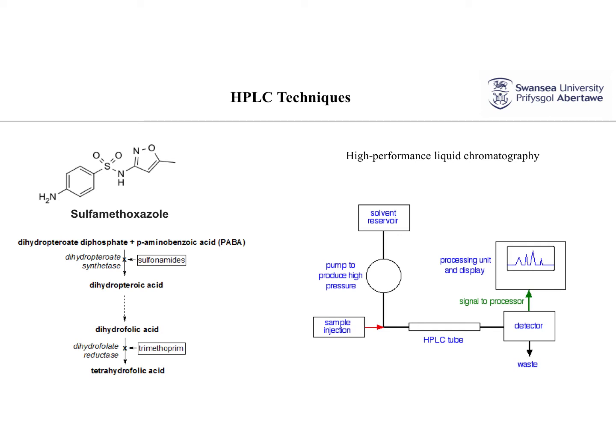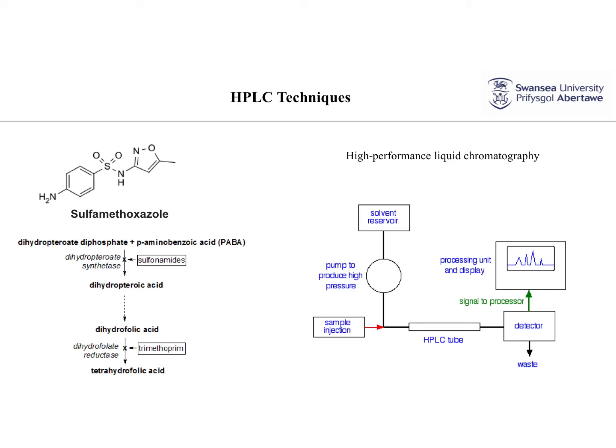It allows you to use a very much smaller particle size for the column packing material, which gives a much greater surface area for interactions between the stationary phase and the molecules flowing past it. This allows a much better separation of the components of the mixture.